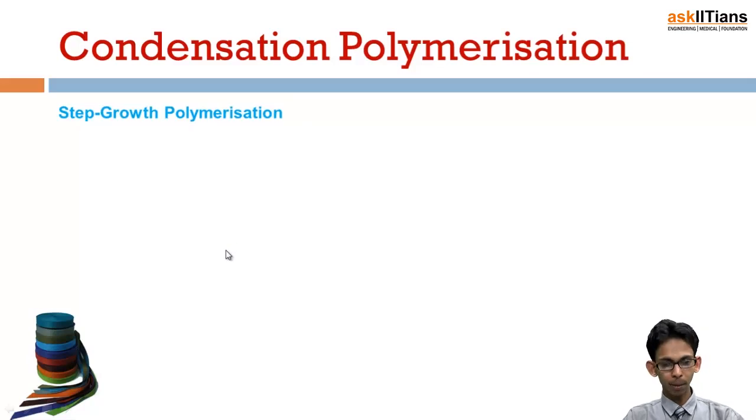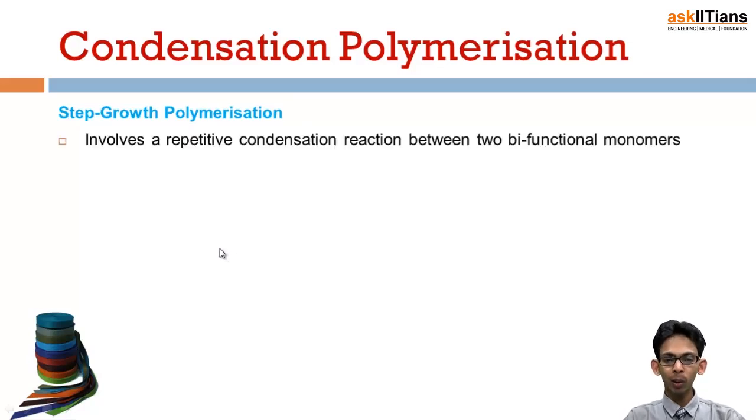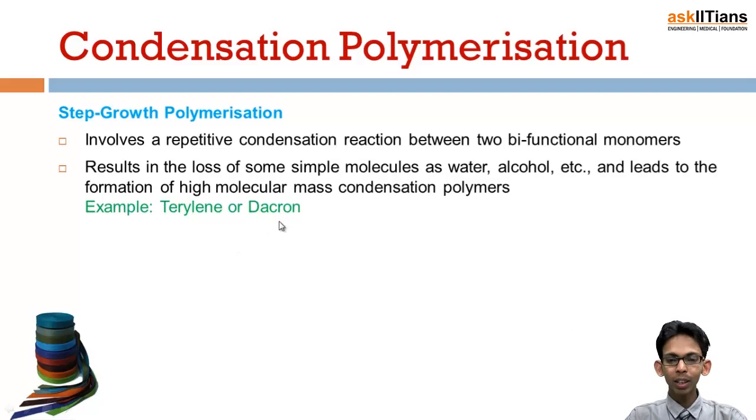Condensation polymerization is also known as step growth polymerization, and it involves repetitive condensation reactions between two bifunctional monomers. We know that a condensation reaction is a reaction in which two reactants combine, and the combination results in elimination of simple molecules like water or alcohol. So in condensation polymerization, condensation reactions take place and result in loss of simple molecules such as water, alcohol, HCl, etc., and lead to formation of a high molecular mass condensation polymer. The example is Dacron, and it is formed like this.